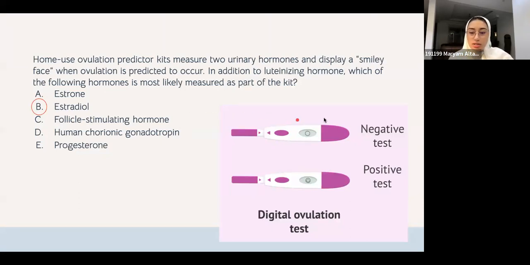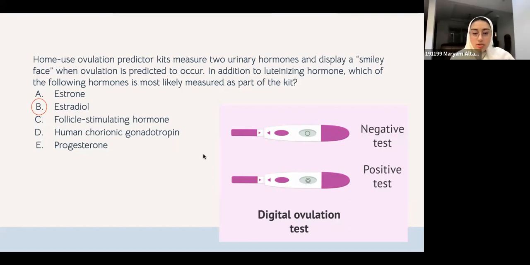And so this is what the actual test looks like. You can see the smiley face here associated with the positive test. Sorry, where did my laser pointer go? So this is what the digital ovulation test does. It actually tests estradiol. Beta HCG is actually tested to detect pregnancy a few weeks after.